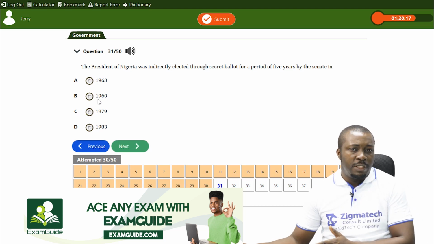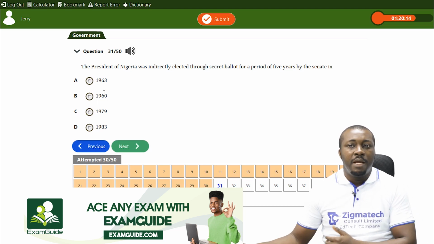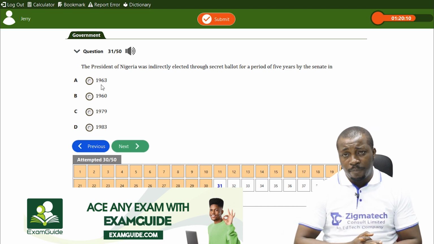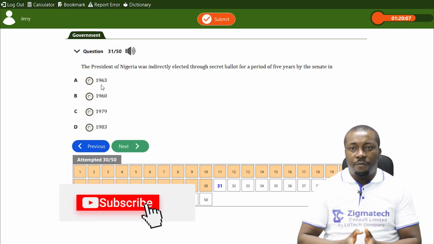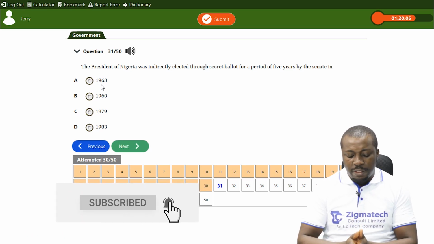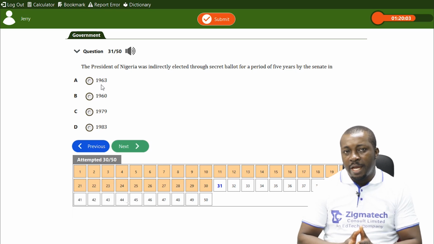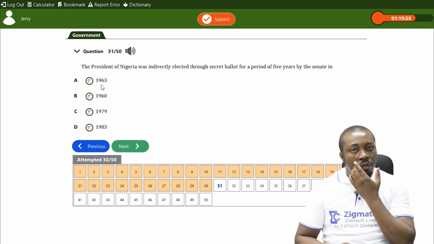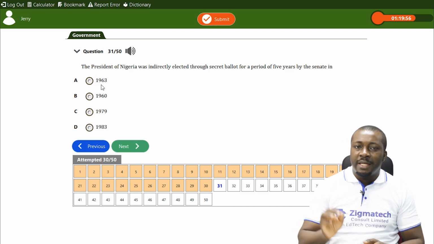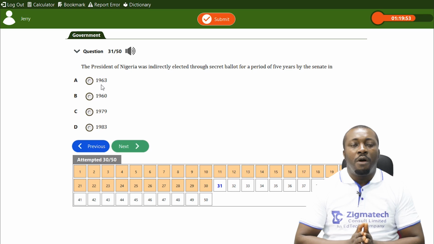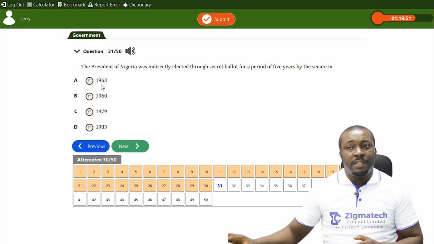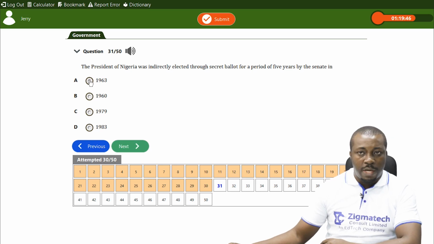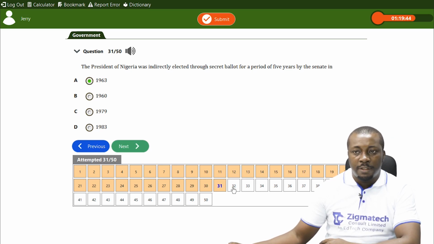Then we had, of course, the prime minister, the head of government. But it was in 1963, the first Republican Constitution, that the Constitution provided the office of the president, which replaced the Queen of England as the head of state of Nigeria. And the Constitution provided that the president is to be elected by a joint session of the National Assembly through a secret ballot, and the president is to last in office for 5 years. So A, 1963 is the answer.